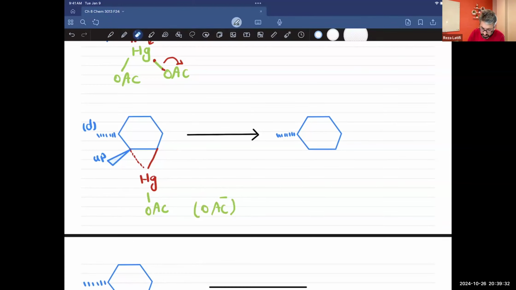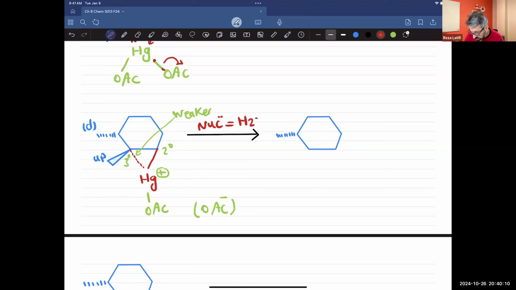And now mercury by itself has a positive charge. And because it has a positive charge, it's going to try to steal electrons from carbon. This is a secondary carbon, while that one is a tertiary carbon. And that means this bond is a weaker bond. Okay. This bond is going to be a weaker bond. So the nucleophile should attack the tertiary carbon. And what's the nucleophile? Our nucleophile is water. So this is the role of water.